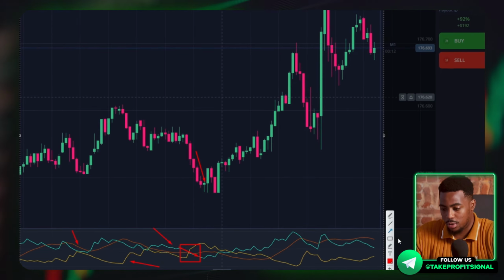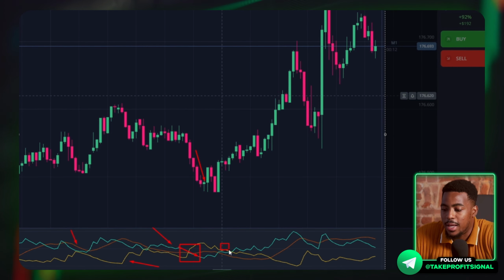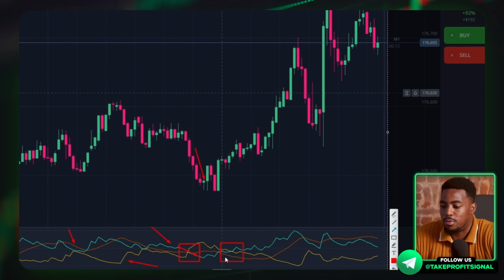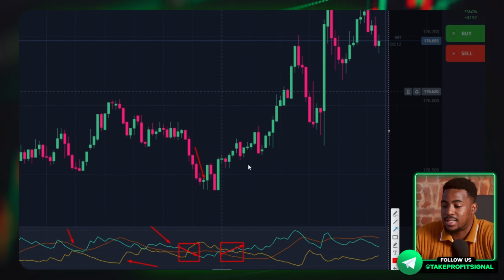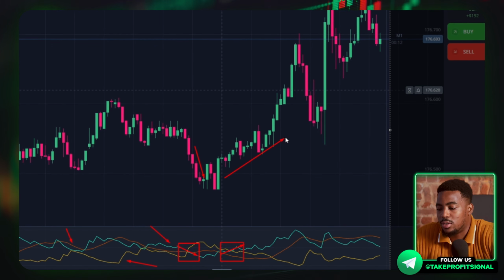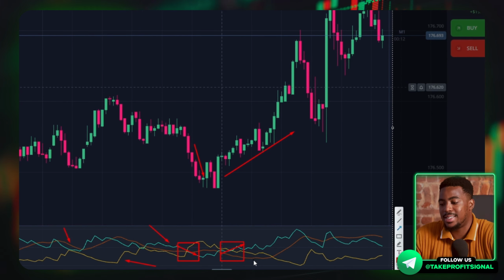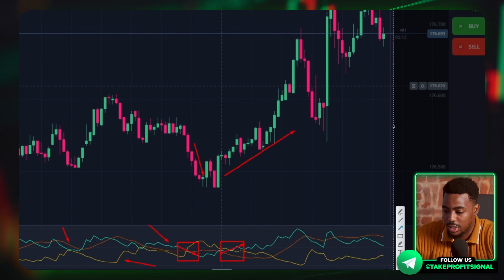If on the contrary we can see an intersection where the blue line crosses the yellow line from bottom to top, as in this example, then this already tells us about the continuation of the upward movement, since the signal indicates a trend change from descending to ascending.